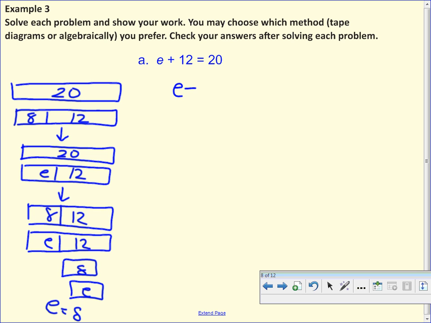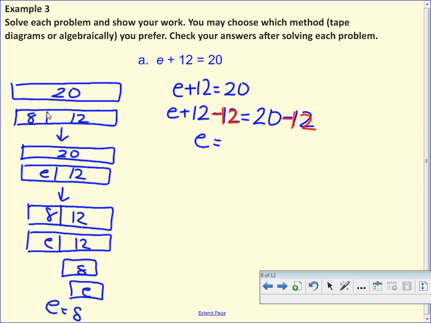So now E plus 12 equals 20. I want the identity of E. So if I'm adding 12, I take 12 away to get back to my E. But if I take 12 away on that side, I have to take 12 away on this side. We want both sides to match. This leaves me with my identity on the left.